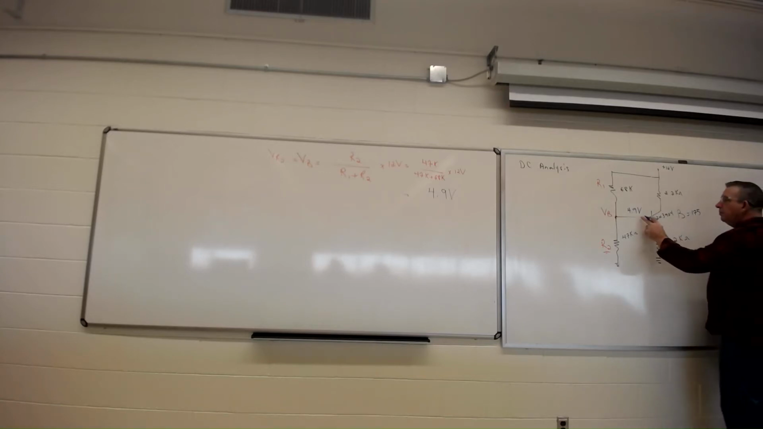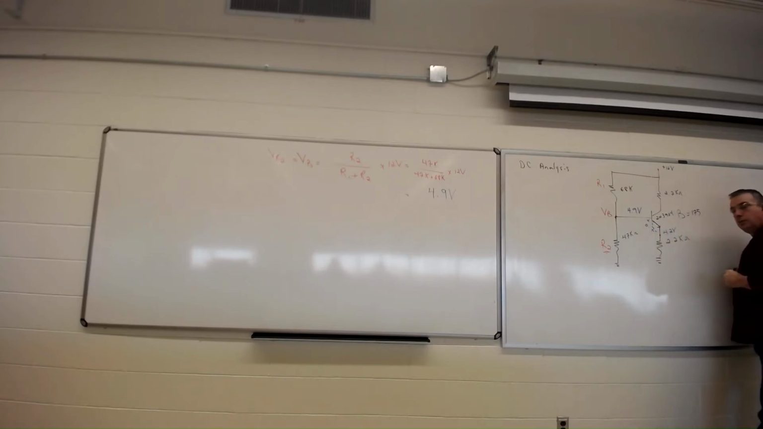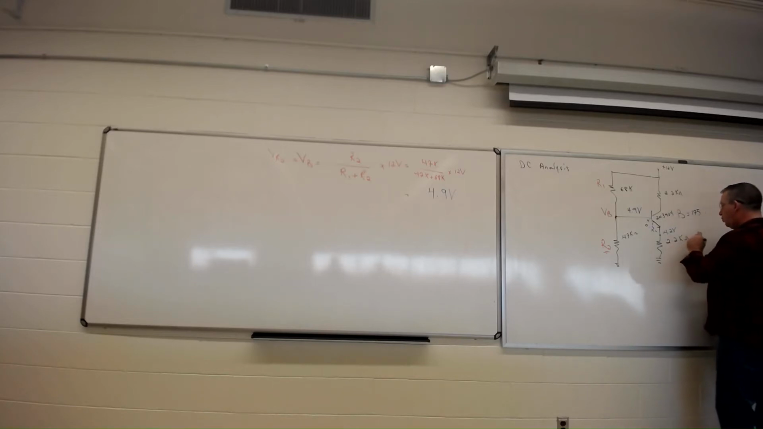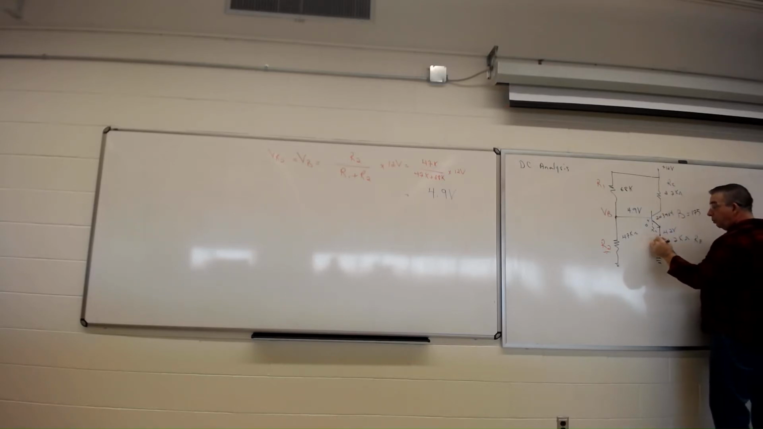If I go from the base to the emitter, I lose 0.7 volts. So at the emitter, I'm going to have 4.2 volts. That means the voltage on this 2.2K, which we call resistor RE, this one being resistor RC, is 4.2 volts.